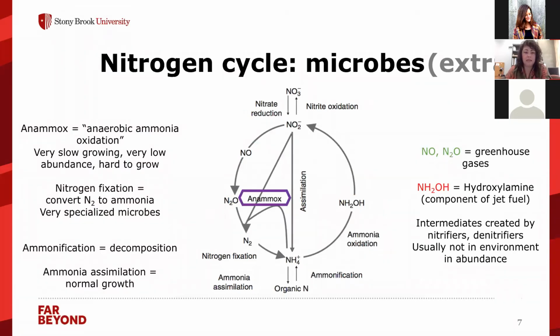Now, anammox is anaerobic ammonia oxidation. This is different than our typical nitrifier that does aerobic ammonia oxidation. And these are even slower growing than the nitrifiers and even lower abundance, and they're very hard to grow in lab. Nitrogen fixation, this is only done by that very specialized group of microbes that I said before that can actually interact with nitrogen gas and convert it to ammonia. So anammox and nitrogen fixation, since they are very specialized microbes, only really found in abundance in certain environments, again, largely ignored for this presentation. Ammonification you can think of as simple decomposition, and ammonia assimilation, you can think of as just normal growth.